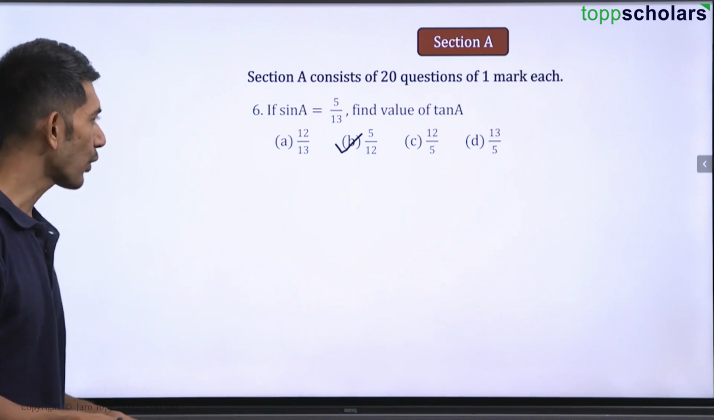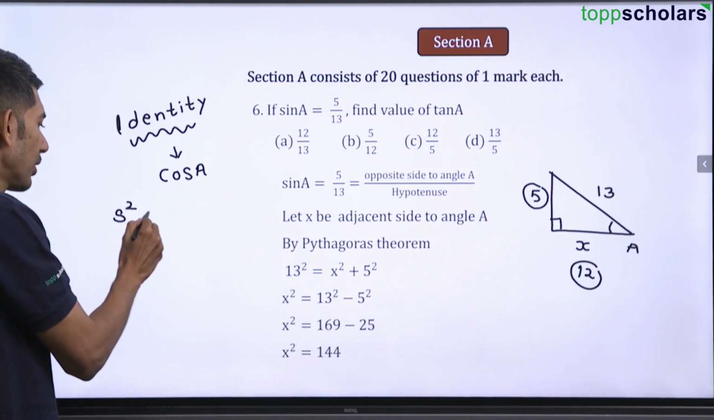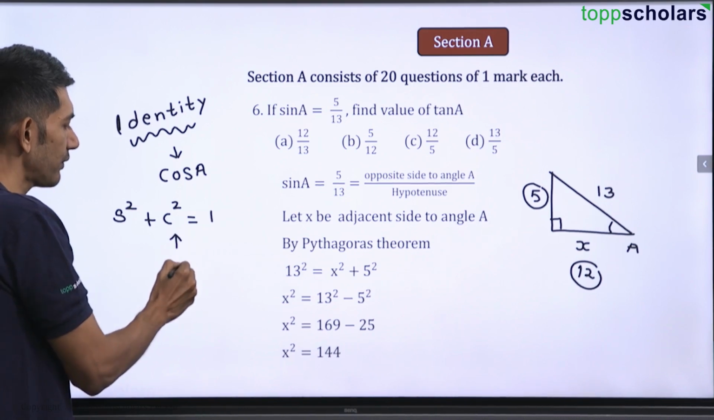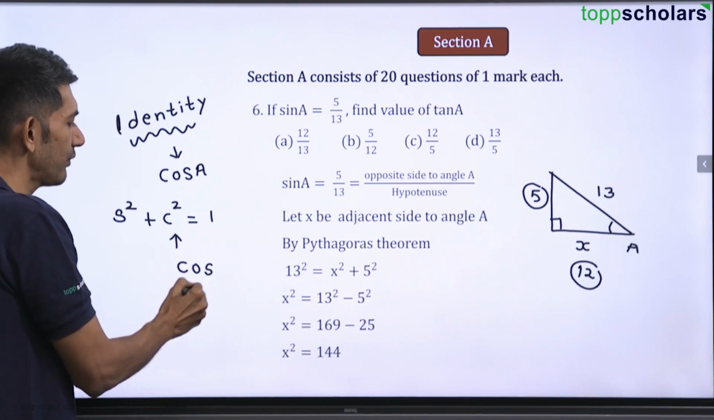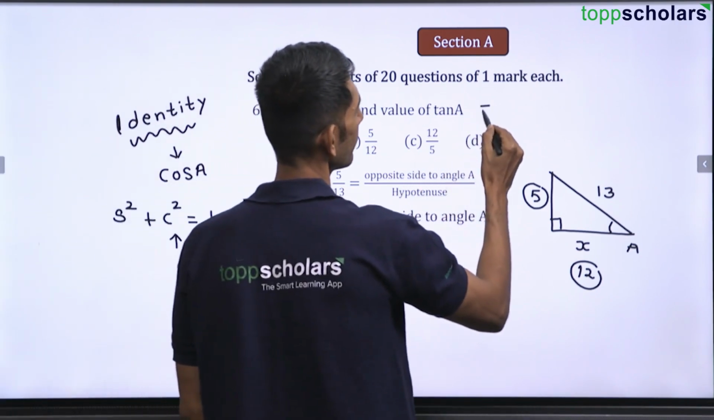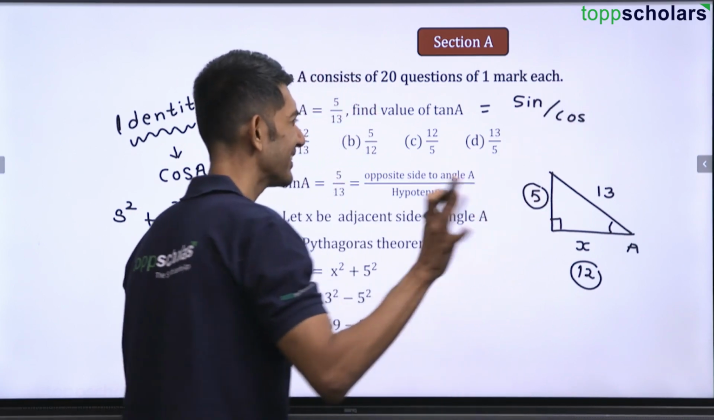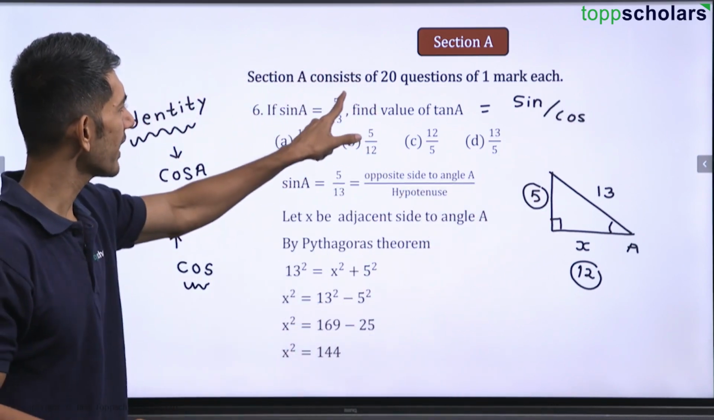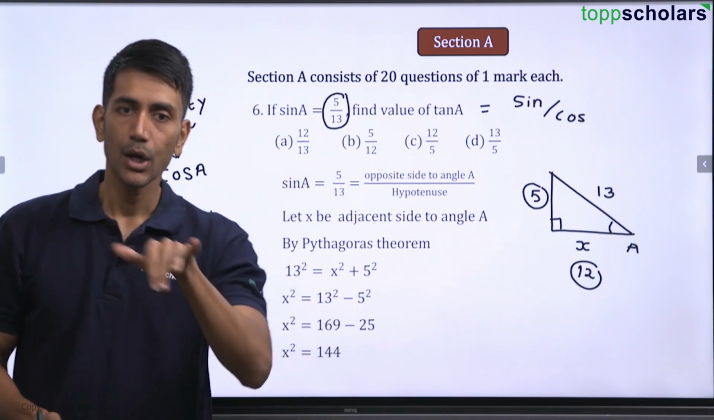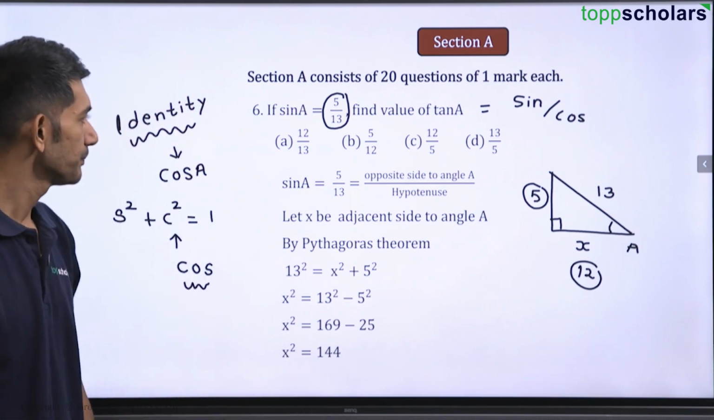The other way, what I want you to do is try by this. How are you going to try? Sine square A plus cos square A is 1. Find out the value of cos, and once you get the value of cos, you know that tan is given by sine by cos. Tan is equal to sine by cos. That is also easy. Sine is already given 5 by 13. Cos you will get 12 by 13. 5 by 13 by 12 by 13. 13 13 cancel, 5 by 12. Correct? Okay.